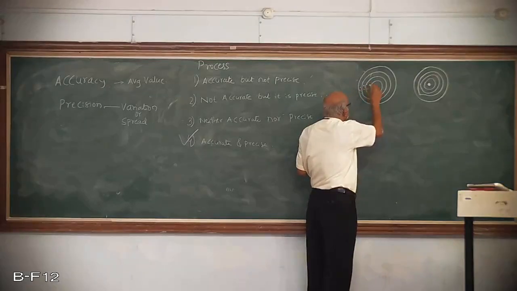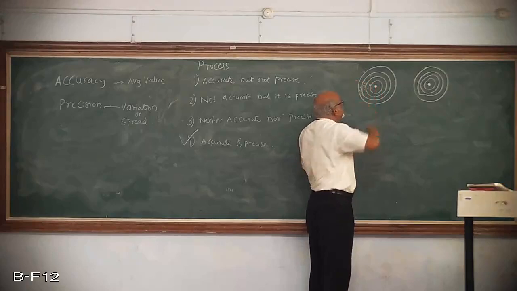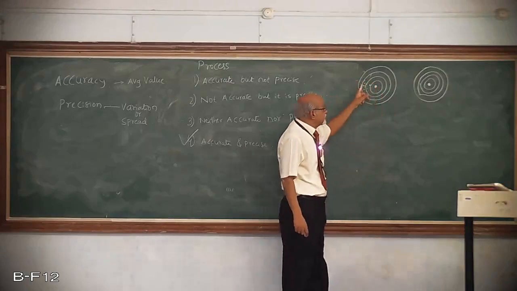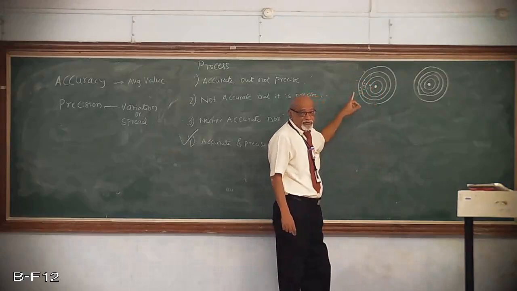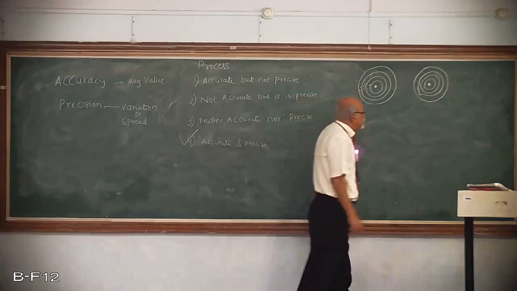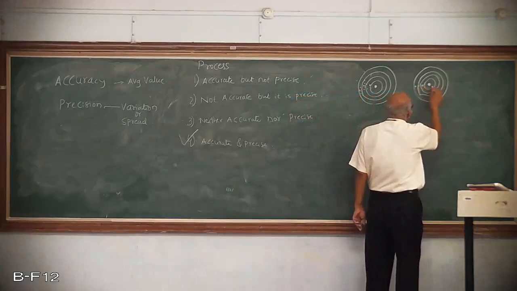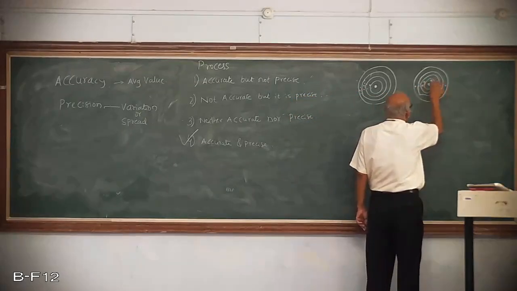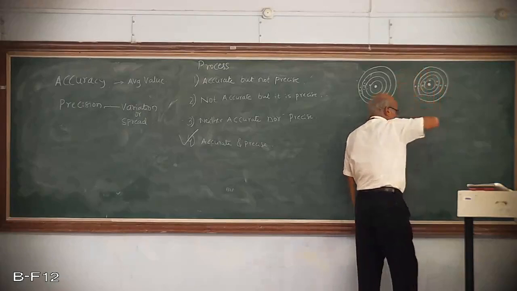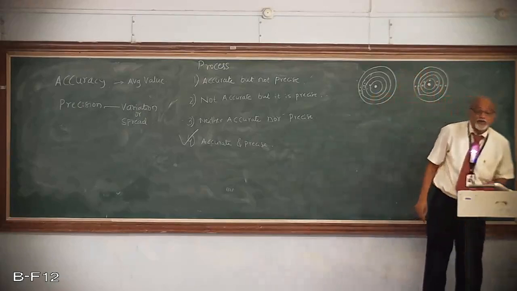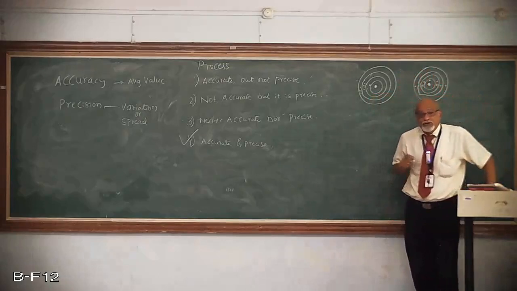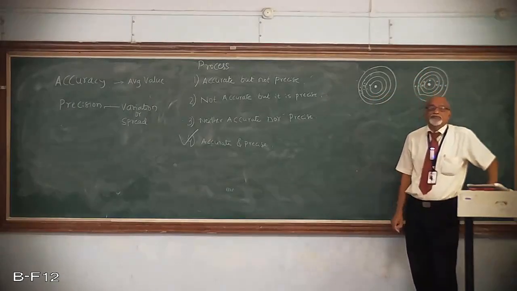One, two, three, four, five, six, seven, eight, nine, ten. Ten points, he has hit like this. Okay, ten points. Another fellow: one, two, three, four, five, six, seven, eight, nine, ten. He has done like this. What conclusions will you draw? Who is good?